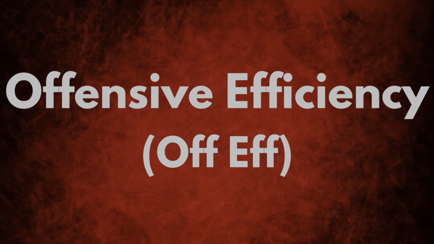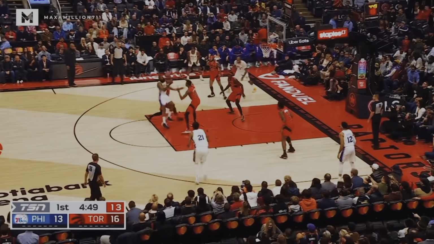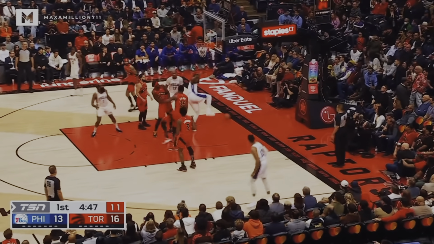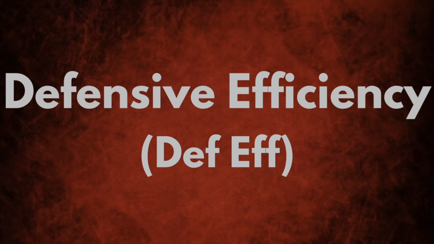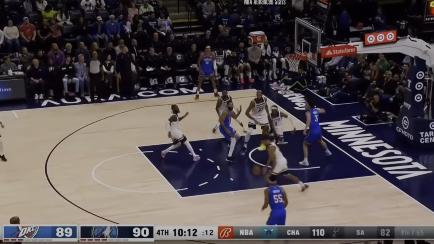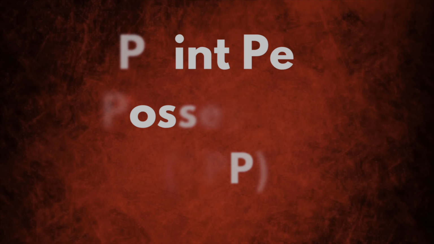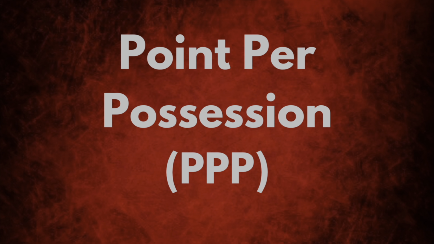And then some simple efficiencies. We have the offensive efficiency, which is how many points will a team or player score over 100 possessions. Then you have defensive efficiency, how many will a team or player allow over 100 possessions. Then you have points per possession, which is an indicator of offensive efficiency, calculating the average points a team or player scores per possession. The higher, the better.